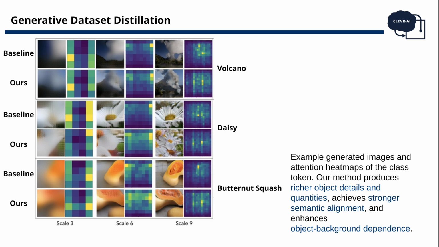Compared with the baseline, HIERAMP produces samples with richer object details, more meaningful structures, and stronger alignment between the intended class and the generated content. The attention heat maps also show improved object-background dependence, suggesting that the method is not just adding texture, but improving the semantic organization of the image.